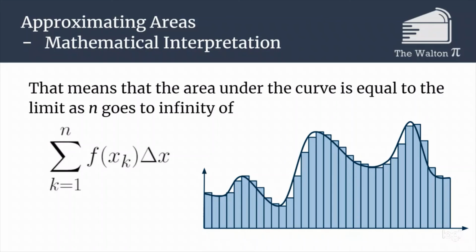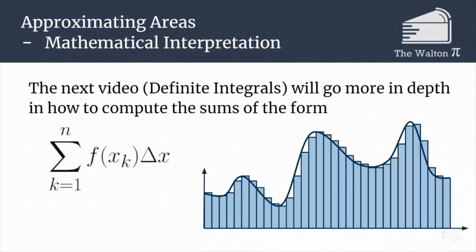So that means the area under the curve will be equal to the limit as n goes to infinity of the sum from k equals 1 to n of f of x sub k times delta x. In our next video, when we are talking about definite integrals, we will go much more in depth into how to compute these sums. That's what we are going to be doing next.